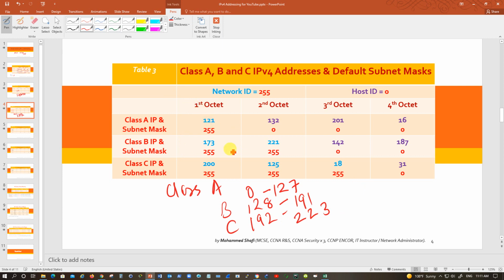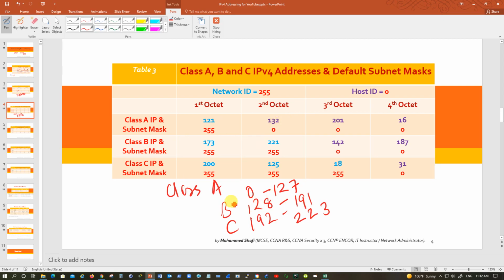If you find the number between these, you can easily figure out this is a class A address, and you know what a class A address format is. The default subnet mask will be 255.0.0.0, representing 255 corresponding to the net ID, 0 corresponding to the host ID.